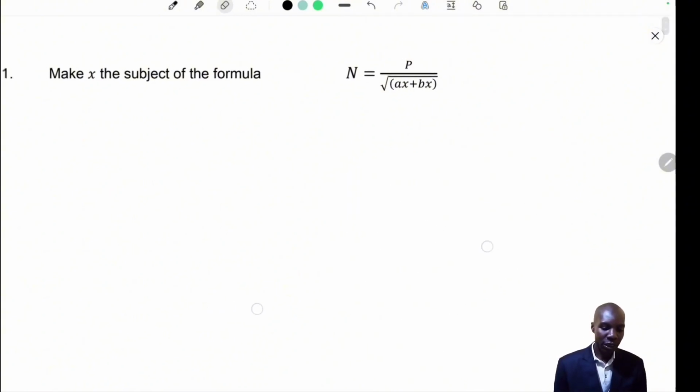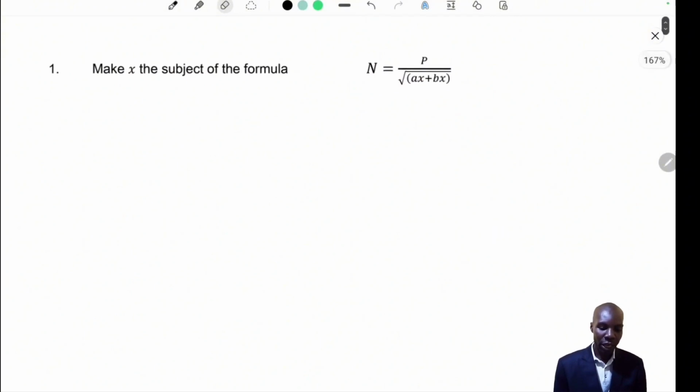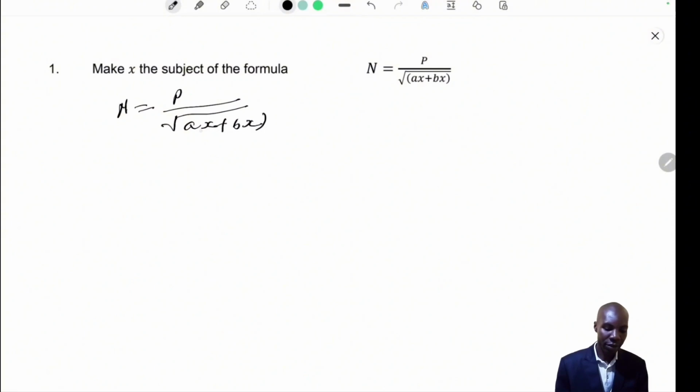The first question, we are told make x the subject of the formula. We are given n given by p over the square root of ax plus bx, like that. So the first thing that we can do here, we can square both sides.